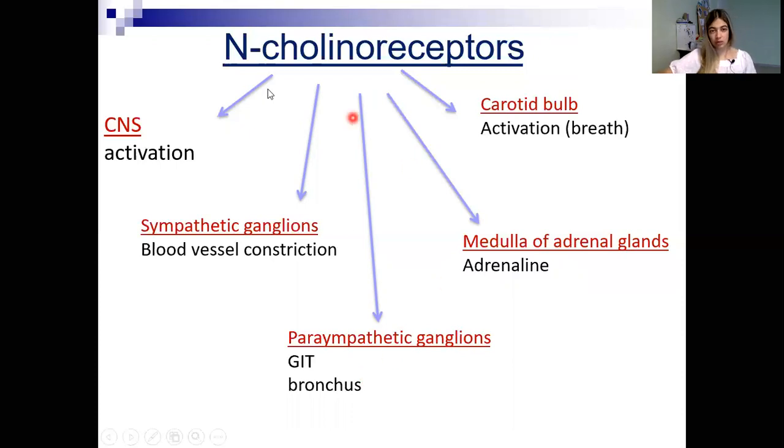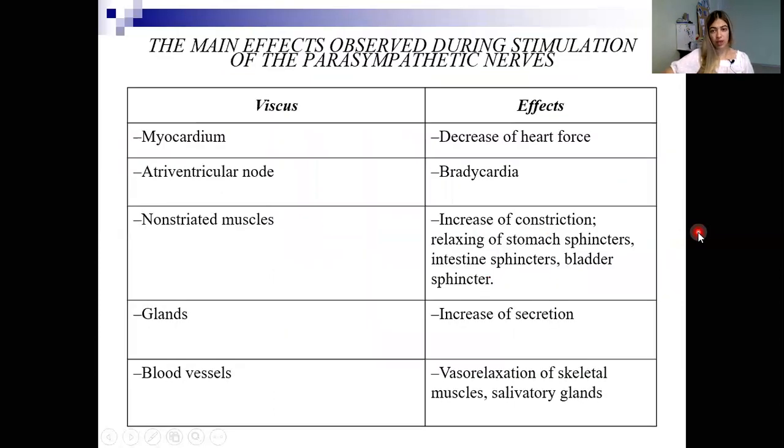So all this refers to cholinereceptors, guys. You can see that some effects are the same when we stimulate cholinereceptors directly in the organs and when we stimulate cholinereceptors in the ganglions. Because all these organs are innervated by the same nerves, but here it is indirect action, and in case of cholinereceptors in the organs, this is more direct action.